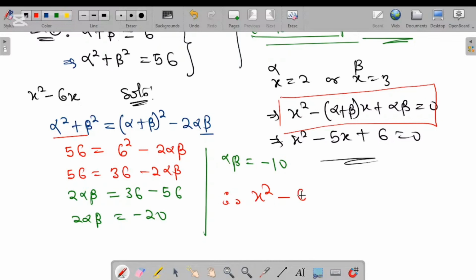The sum is 6, so you have 6x plus, in this case, your alpha beta is negative 10. So that minus will cancel this plus. So you just have minus 10 is equal to 0. And that is the solution. And of course, if you go to the options, that is option D.